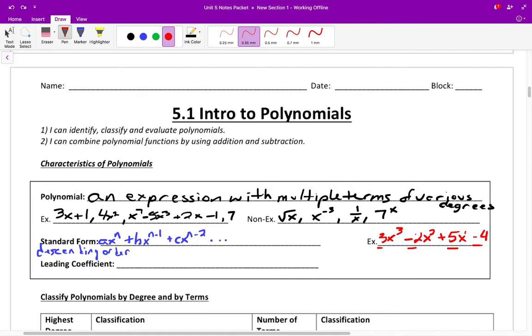So when we talk about leading coefficient, what we need to talk about there is that the leading coefficient is the coefficient of the first term.